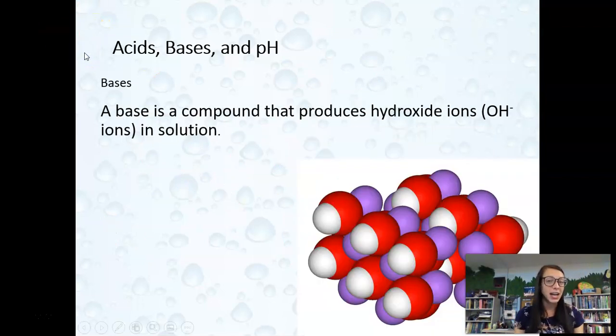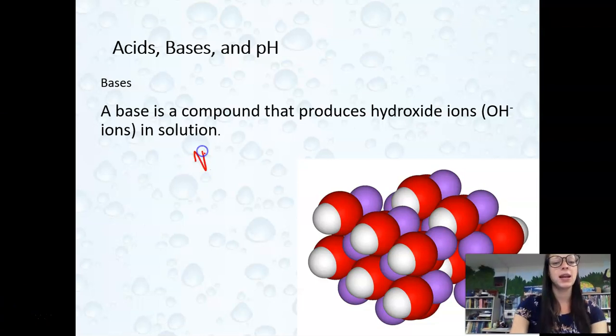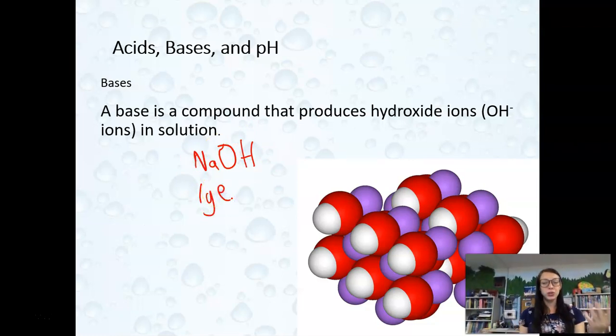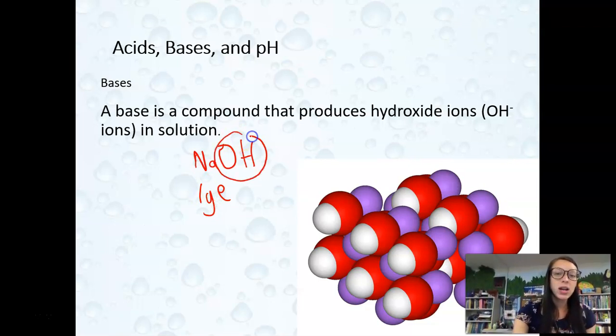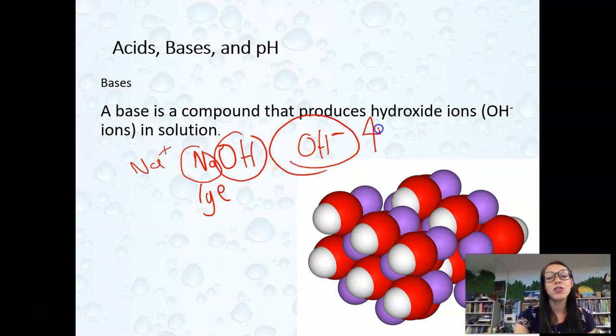Now, on the flip side, a base is a compound that produces hydroxide ions in a solution. This would be sodium hydroxide, or NaOH. You might know this by its common name, lye, and it's often used to make soap. What happens is this OH is going to break off and give us an OH minus, and this sodium is going to break off and give us an Na plus. It's an increase in these hydroxide ions that is going to give us our base, moving us up the pH scale.